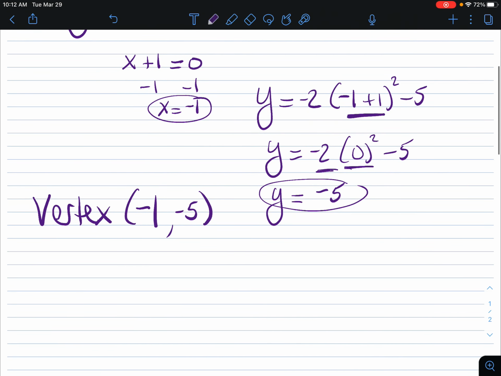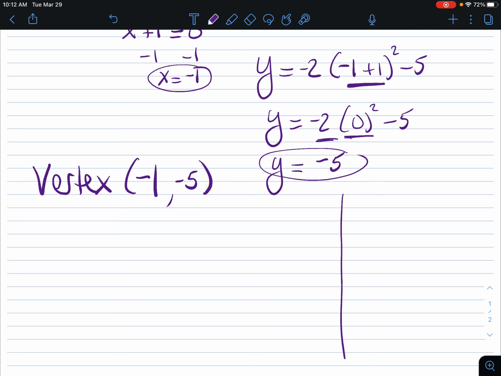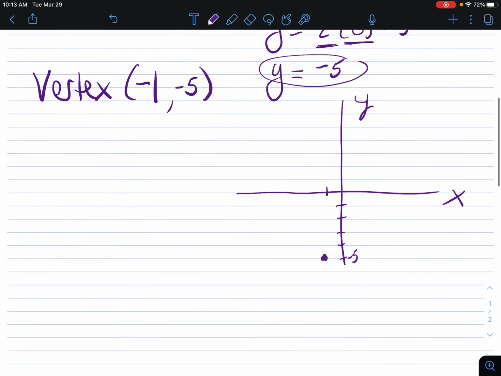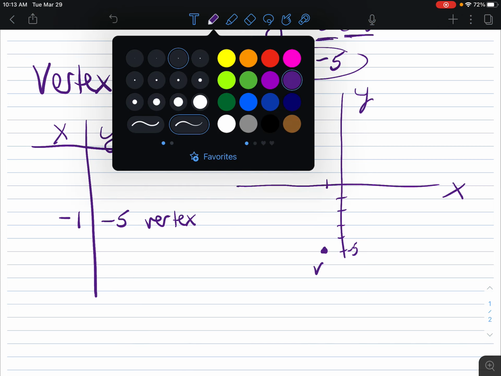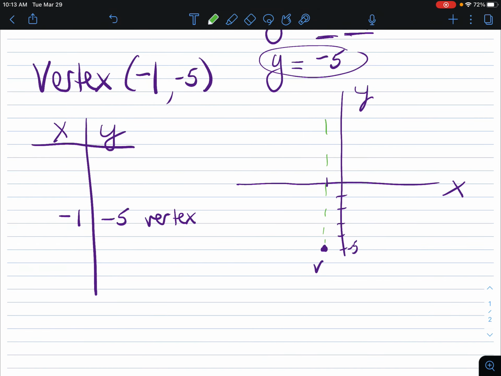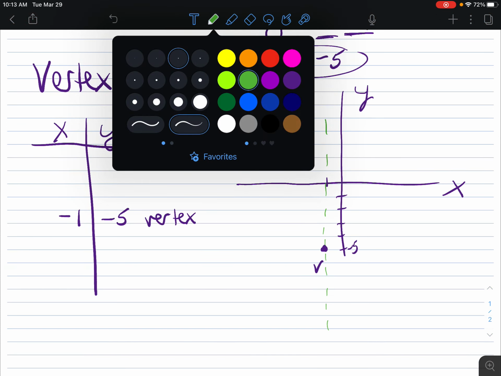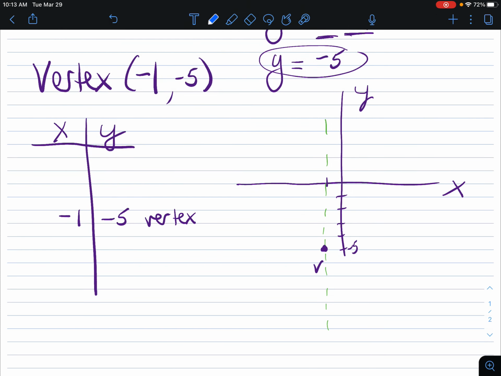Okay, so once we have the vertex, we can graph that. That would be fine, and we have x and y, -1, 1, 2, 3, 4, 5 down. And so that's my vertex, that's great. But we can't really graph the parabola with just this. So here is what I'm going to ask you to do. We're going to put -1, -5, the vertex, right in the center. And then we know that this is also where the symmetry line is. So what I can do is I can input a point just to the right and just to the left.